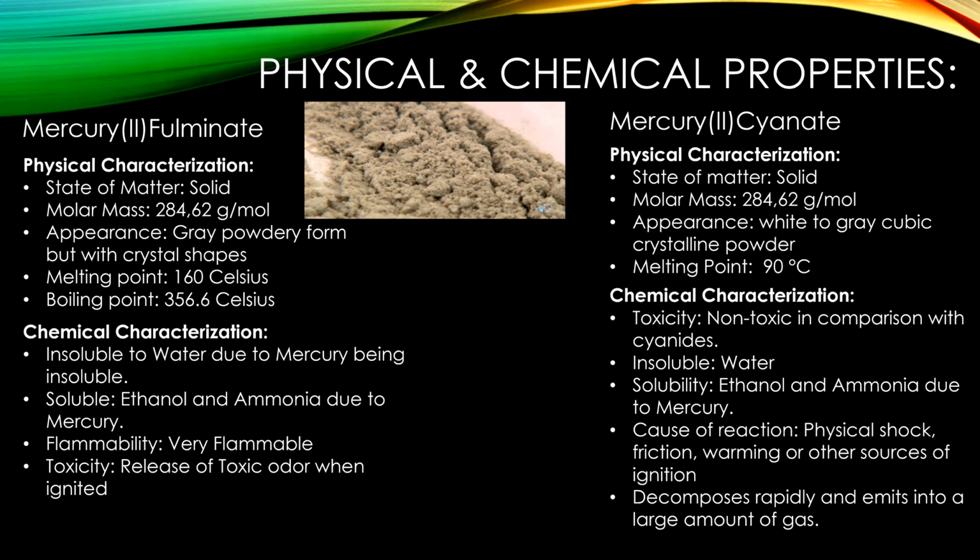Fulminate has a boiling point of 356.6 Celsius. Chemical characterization: they're both insoluble in water and they're both soluble in ethanol and ammonia. And that is due to mercury, because of mercury's solubility and insolubility. They're both flammable and fulminate is toxic. It releases toxic fumes and odor while cyanate doesn't.